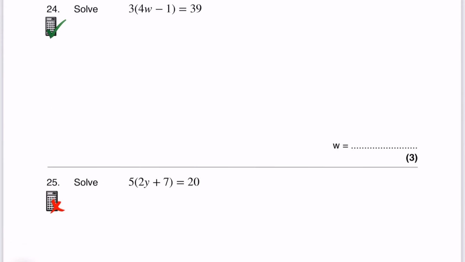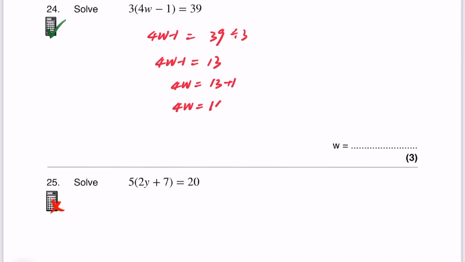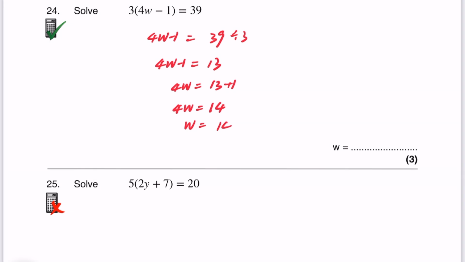For question 24, we have the same situation as before. We can either expand the bracket or not expand the bracket. I think I'm going to go for the second method. 4w minus 1 equals 39 divided by 3. 4w minus 1 equals 13. 4w equals 13 plus 1. 4w equals 14. w equals 14 divided by 4. You can leave the answer as a decimal or a fraction. I'm going to leave it as a fraction.